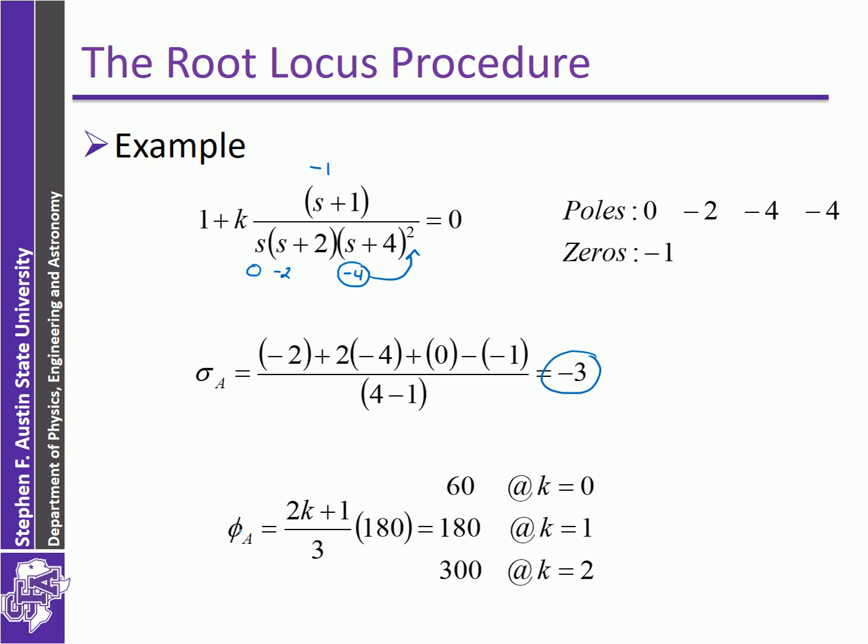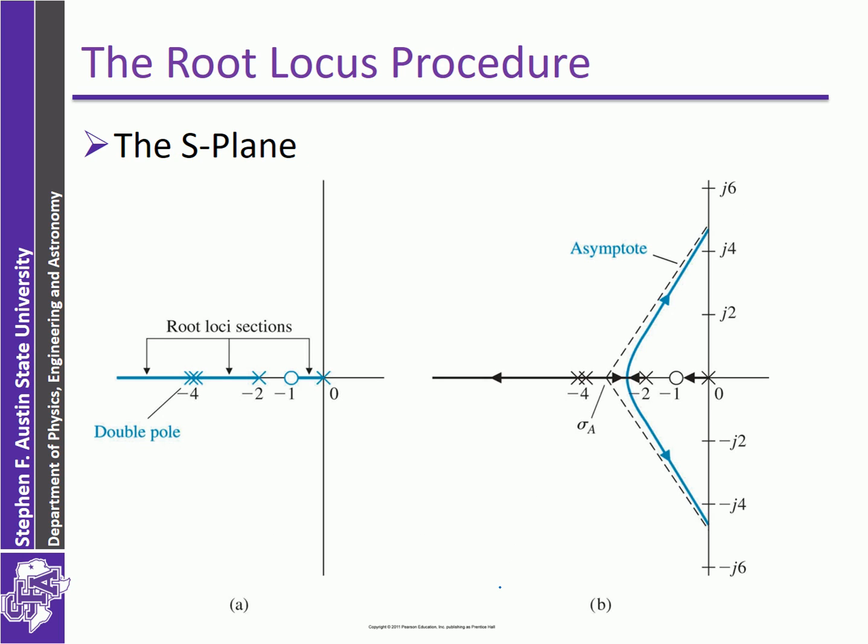Then the next thing we do, we calculate the angles. So for k equals 0, we have 60 degrees. For k equals 1, we have 180 degrees. And for k equals 2, we have 300 degrees. There's no way we can go further than that. So we're going to say that's all that we're going to use. Cases 0, 1, and 2. Then what's going to happen?